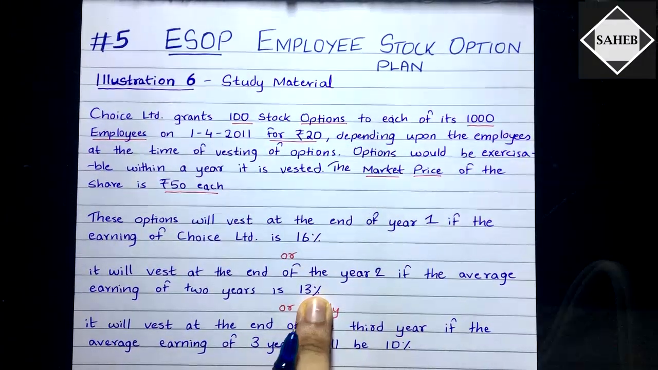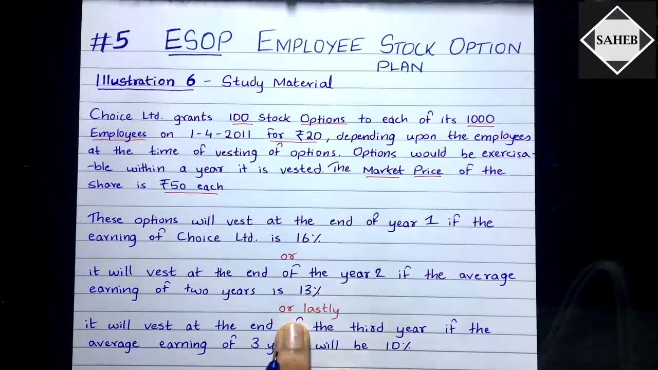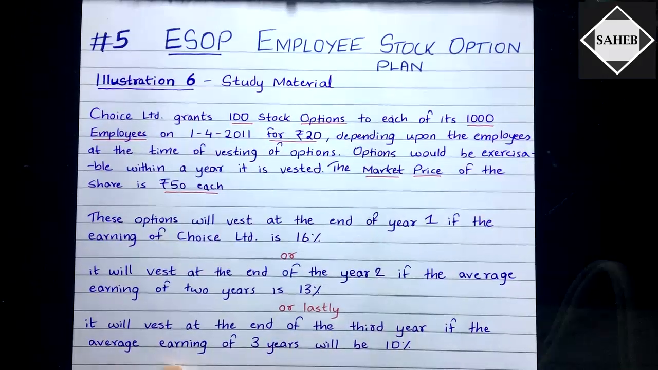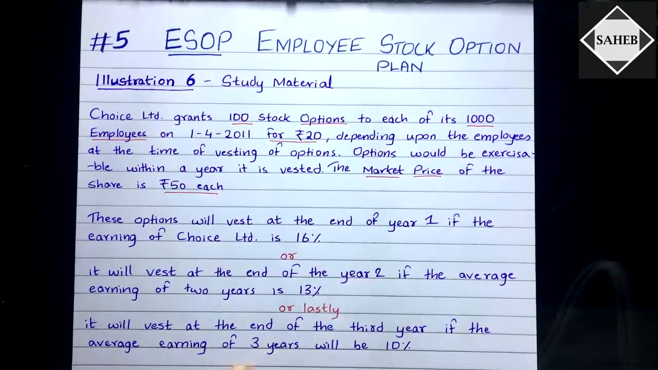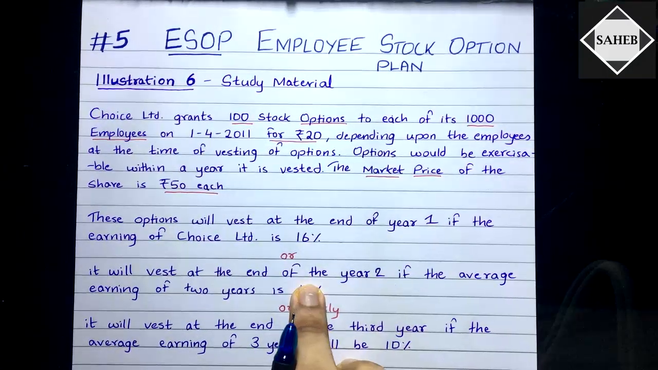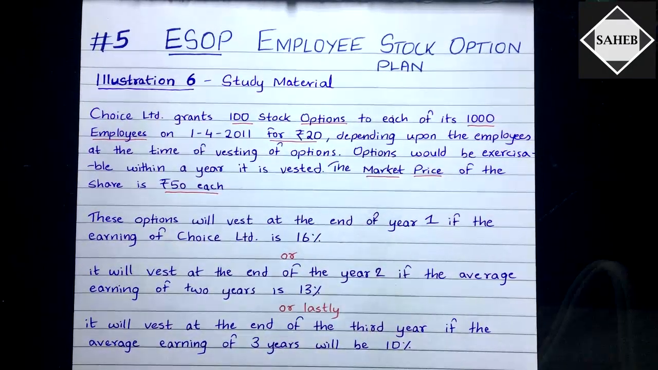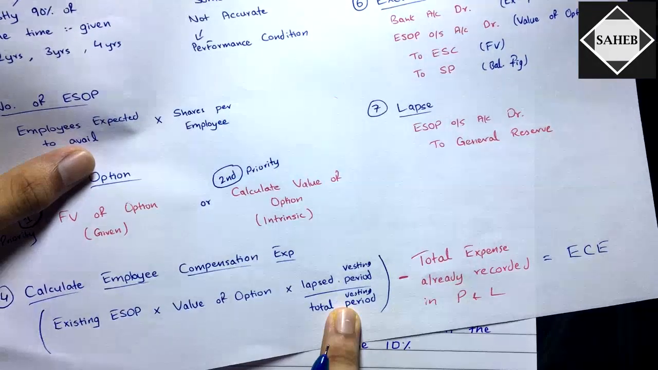But if the target is not achieved, target achieve नहीं हुआ, तो हम क्या सोचेंगे? देखो क्या बोलता है क्वेश्चन, it will vest at the end of the third year if the average earning of 3 years, ये साल की अर्निंग पूरा प्लस करके डिवाइड बाय 3 करने का, राइट? Average earning of 3 years will be 10%. तो क्या सोचेंगे हम at the end of year 2? We will think that maybe in the third year we will achieve the target. So while doing the second year calculation, at the end of the second year, what fraction you are going to take?